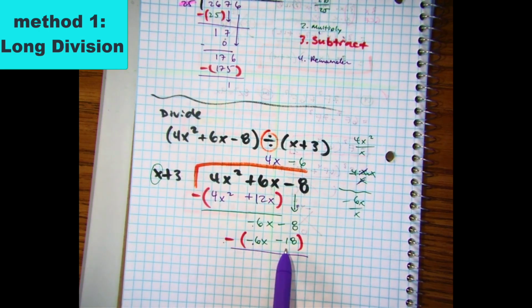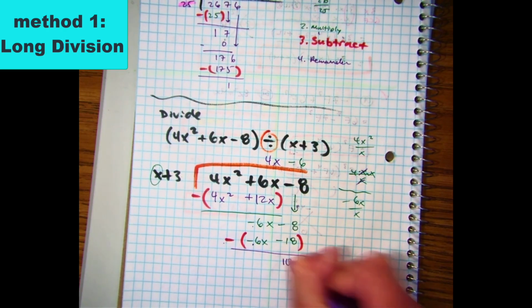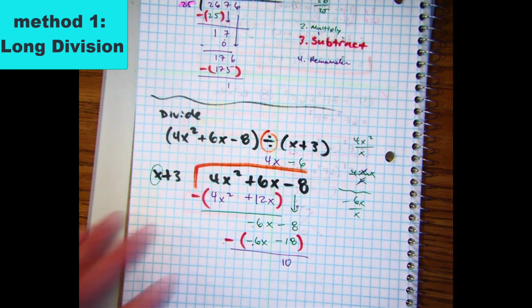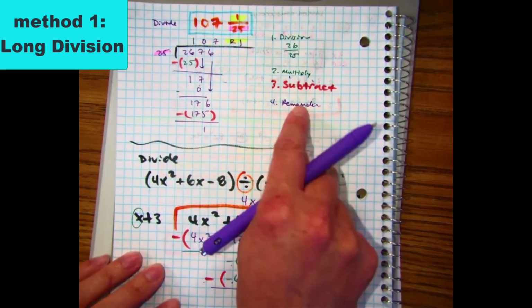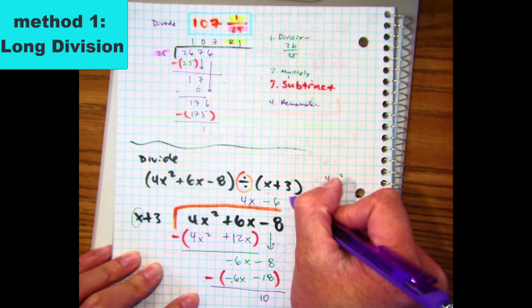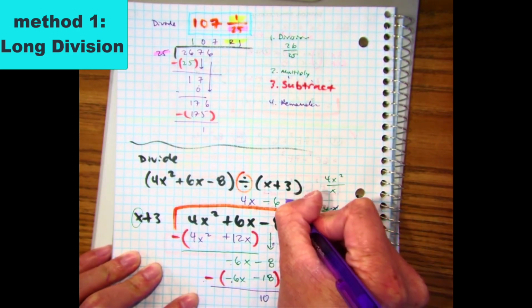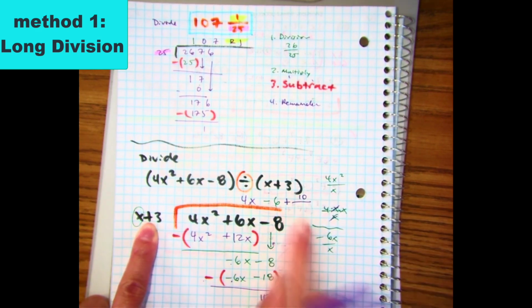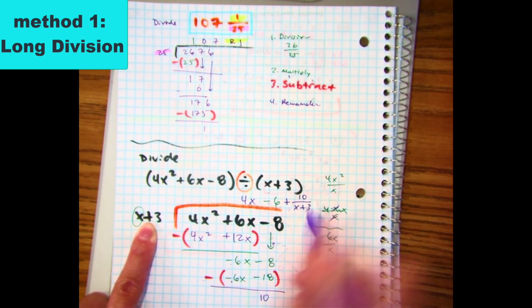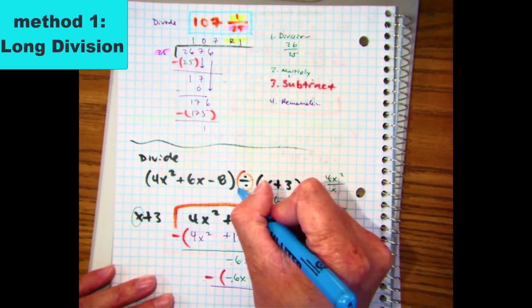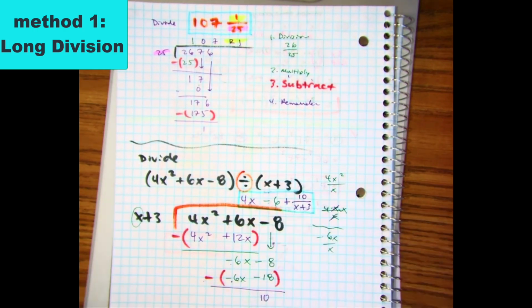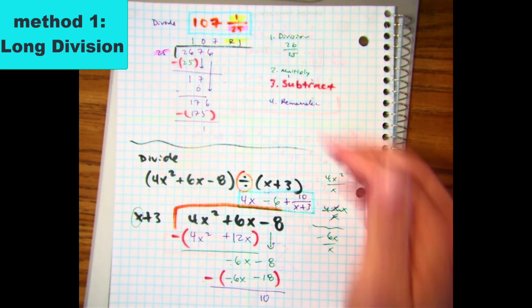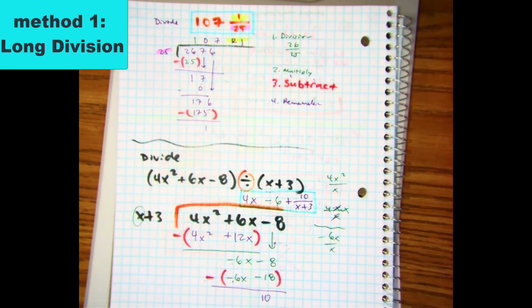Negative 8 minus negative 18, you get 10. Now, normally we just talked about in the previous problem that your remainder 10 is your numerator. So this 10 here is positive, so I'm going to write plus 10 in the numerator, and in the denominator I'm going to go ahead and write x plus 3. And I'm going to box that, that's going to be my answer. So again, when you get stuck on long division, go back to a problem that you remember how to do.